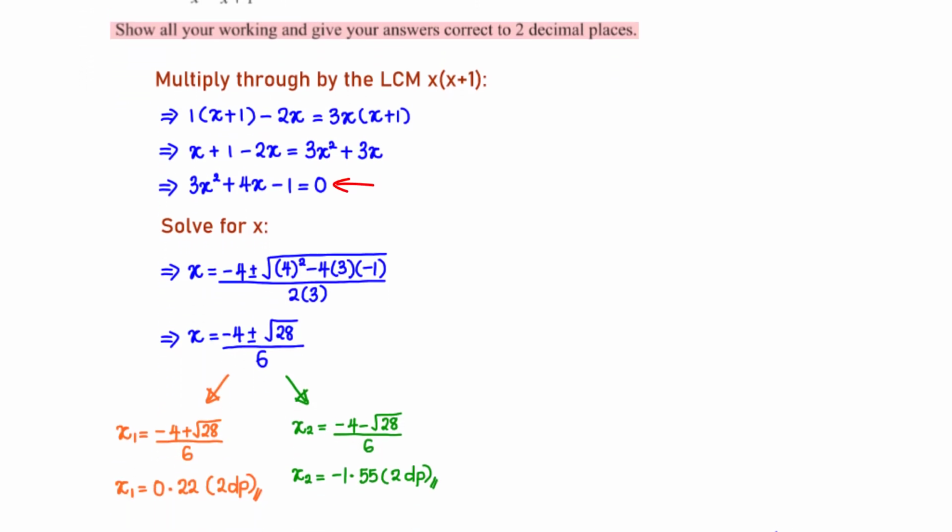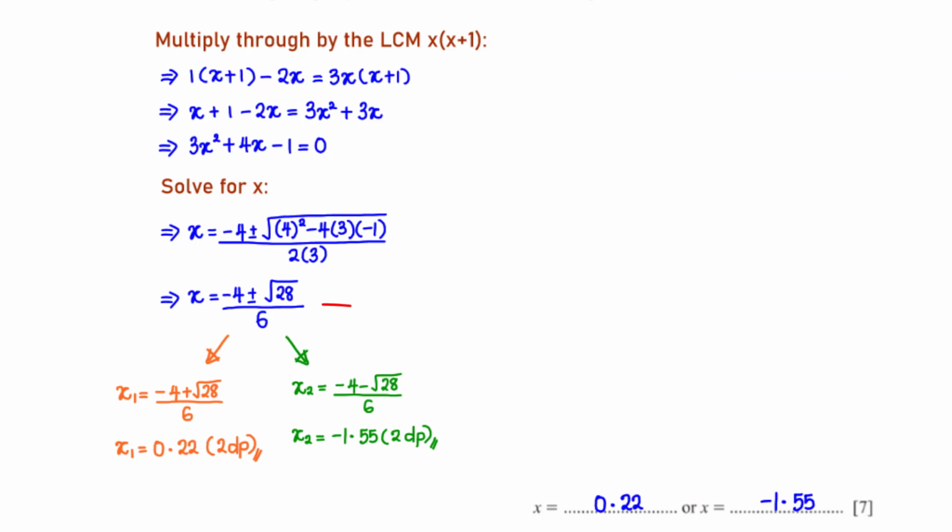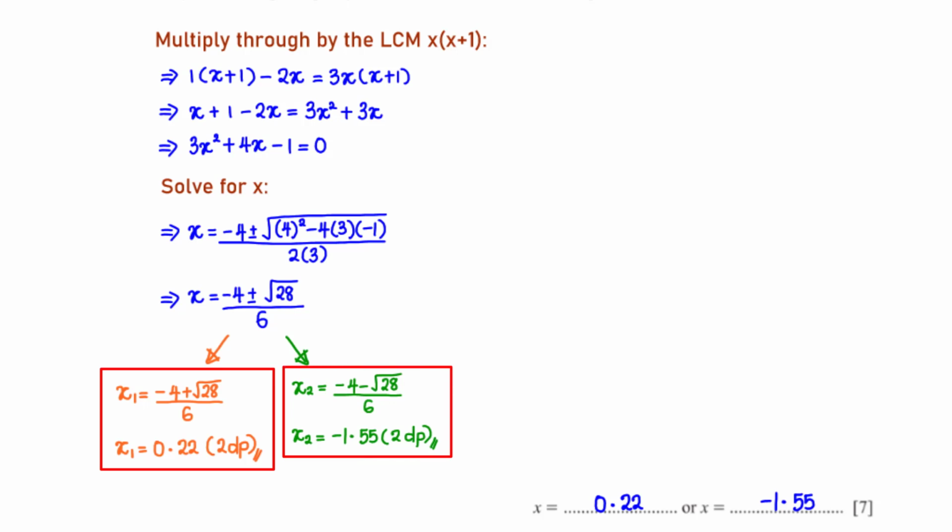We can solve for x using the quadratic formula. So when we apply the quadratic formula to the equation, this is what we get. The numbers under the square root simplify to 28. For the denominator, 2 times 3 is 6. For the first possible value of x, we get 0.22 rounded to 2 decimal places. And for the second possible value of x, we get negative 1.55 rounded to 2 decimal places.